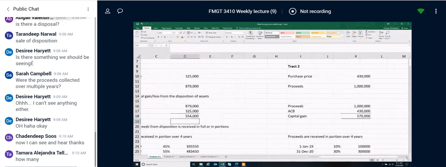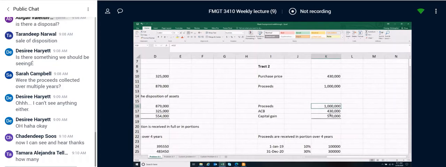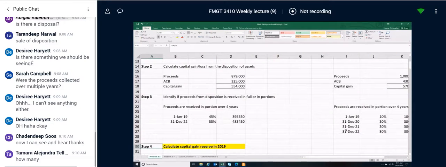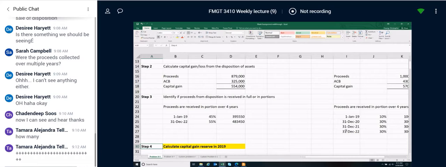The second one, $1 million proceeds, 430 ACB, it's 570 as a capital gain. Okay, so you've got your capital gains, and then they tell you that you're going to receive the proceeds over time, and in the first tract, you're going to get 45% as a down payment, and then they're going to pay the balance on December 31st, 2022.